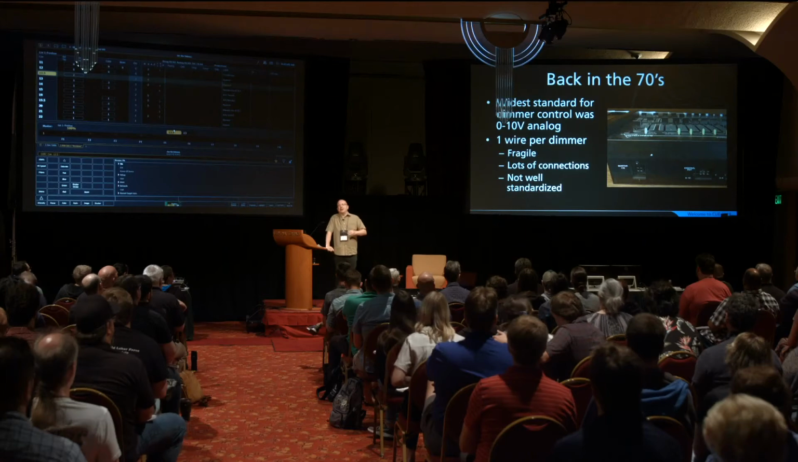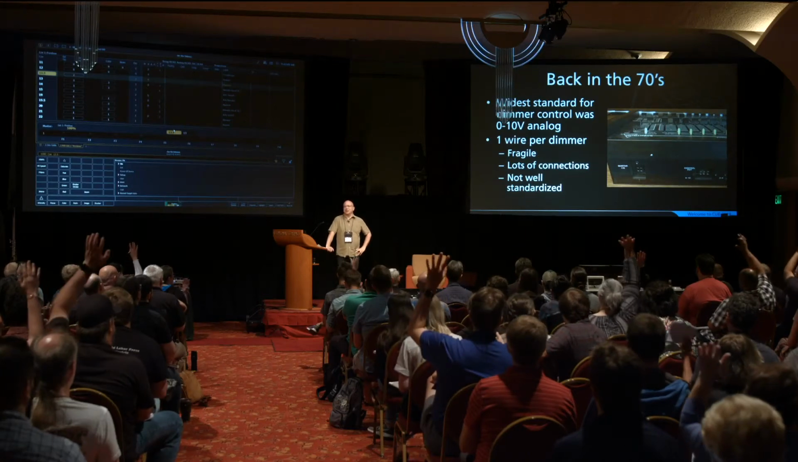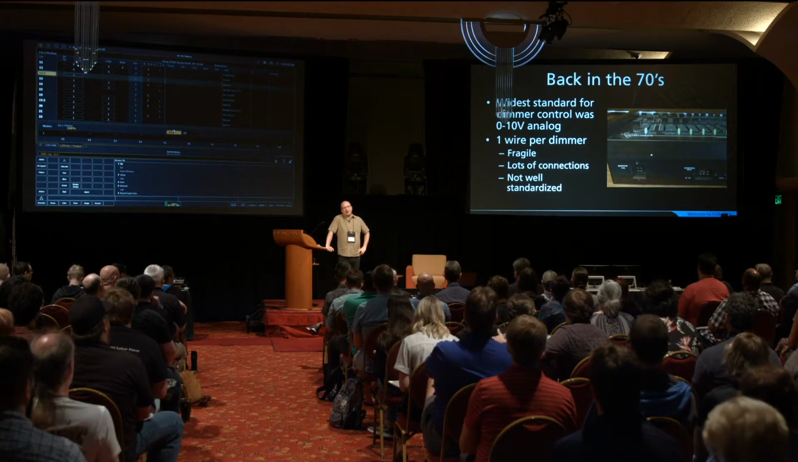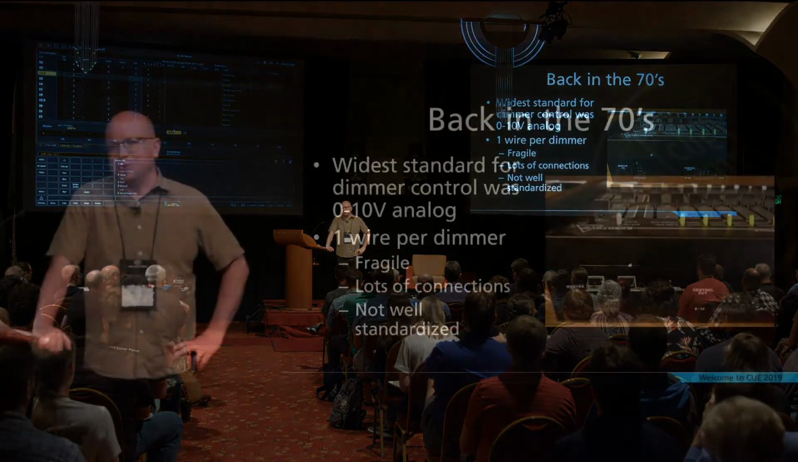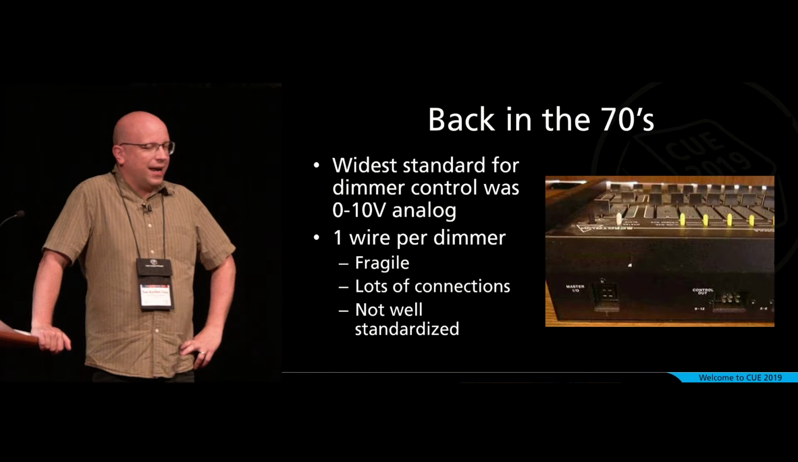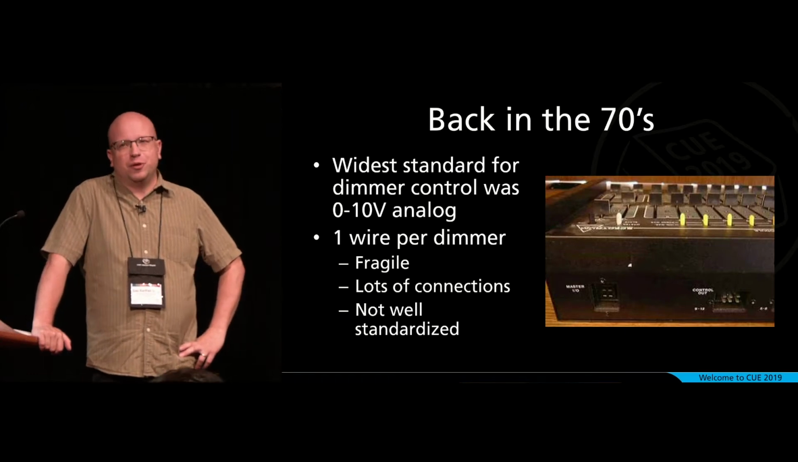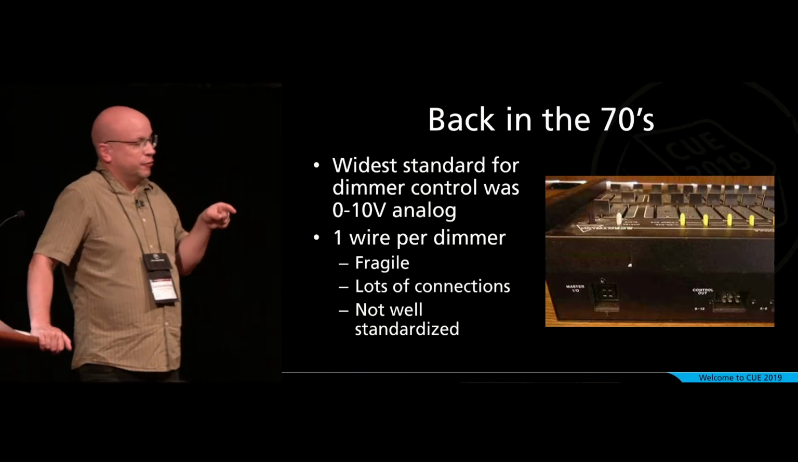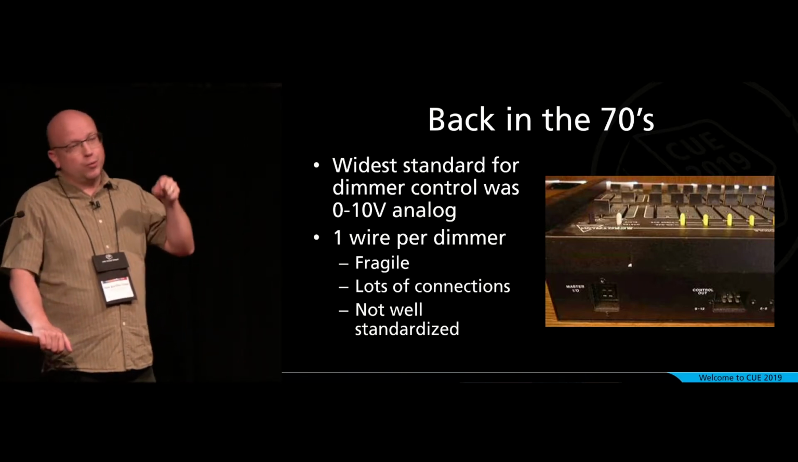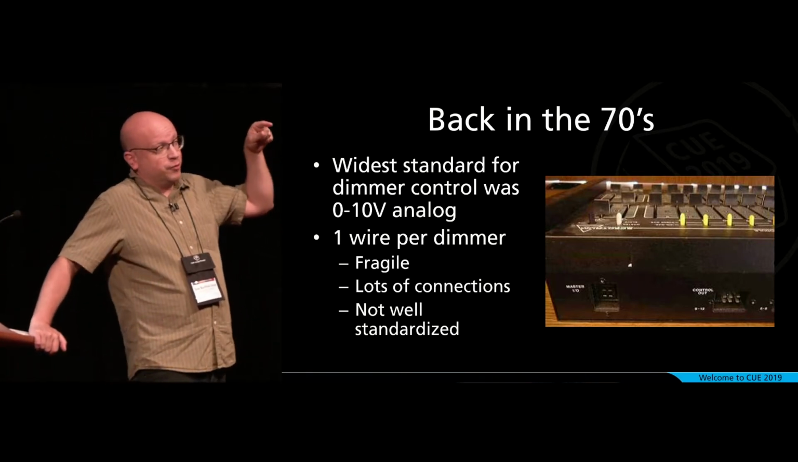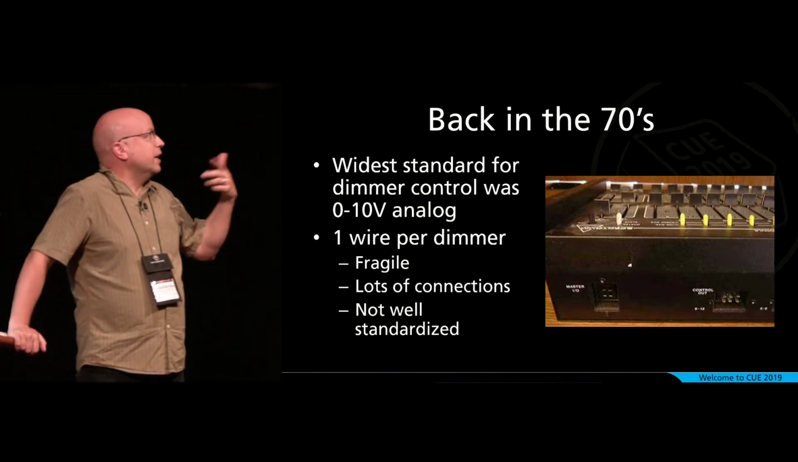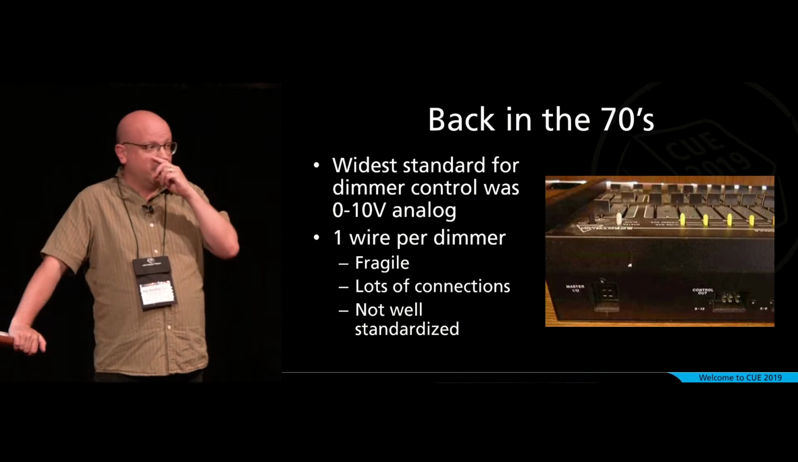So let's go way back to the 70s. Who remembers analog control? Who's worked with analog control? Yeah, quite a lot of people. So way back in the 70s, we wanted to control dimmers. It was all about dimmers. And so we used what was called 0 to 10 volt control, which meant you had one wire for each dimmer, and the voltage on that wire told you how bright the dimmer was. If the voltage was 10 volts, it was full. If the voltage was 5 volts, it was at 50% brightness. And if the voltage was 0, the dimmer was off.